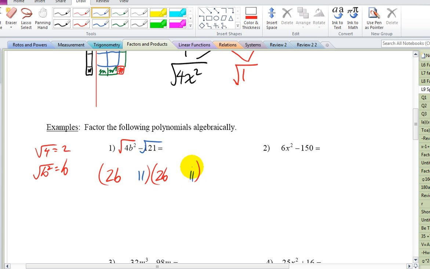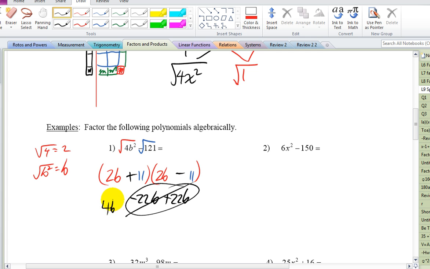11. So we have 11 and 11 at the back. Then all we have to do is go plus minus. That easy. So what happened is we have a negative 22b and a plus 22b, and those canceled out. And that's why we just have 4b squared at the front and minus 121 at the back. Okay.